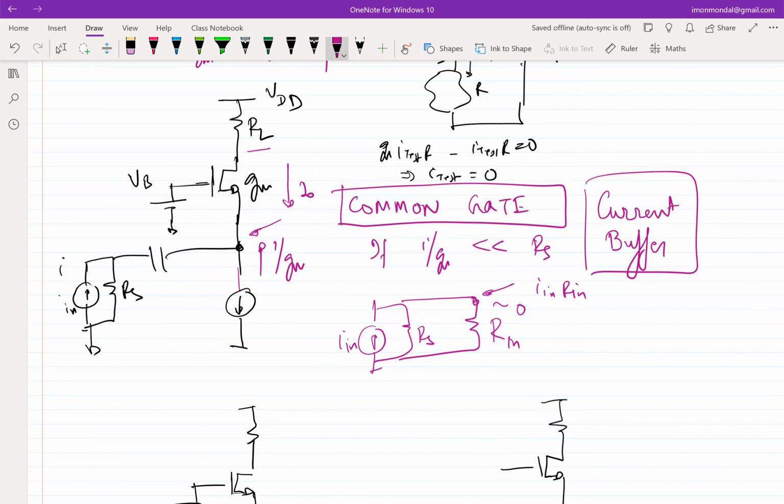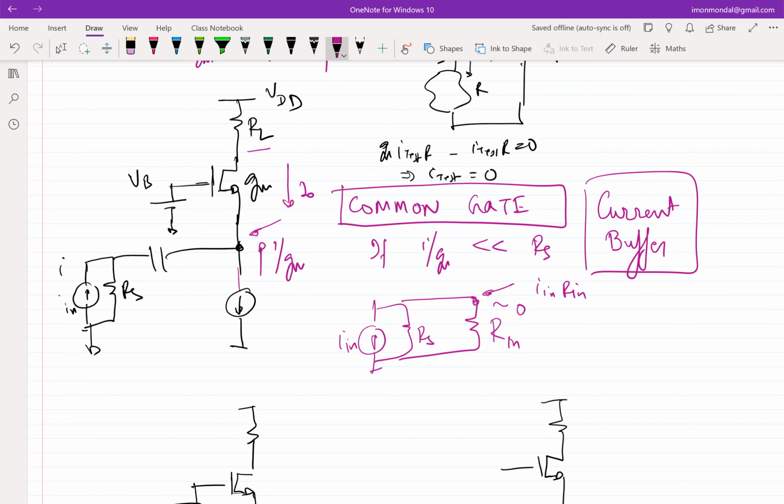In addition to being called a current-controlled current source, if you want a voltage buffer, you know what to use: a source follower. If you want a current buffer, you know what to use: a common gate configuration. So these are single transistor implementations of voltage buffers and current buffers.